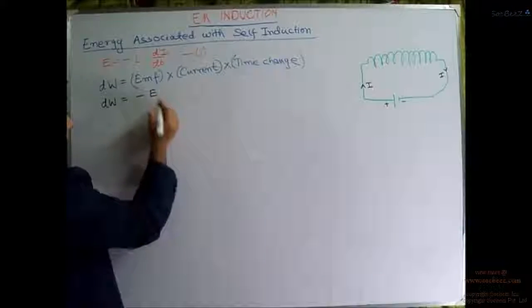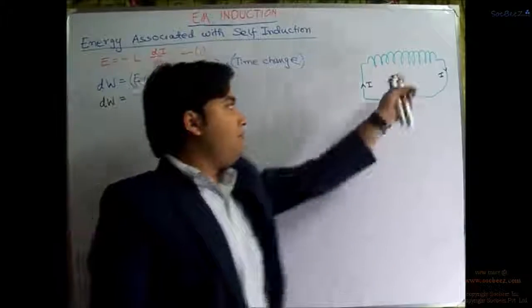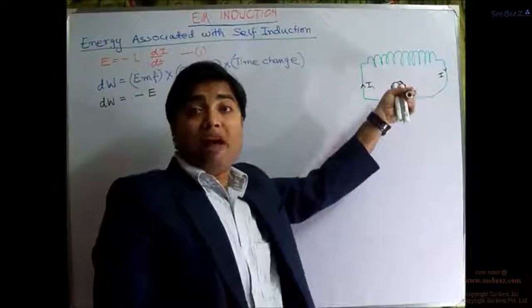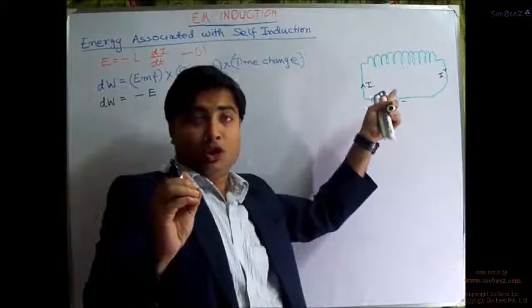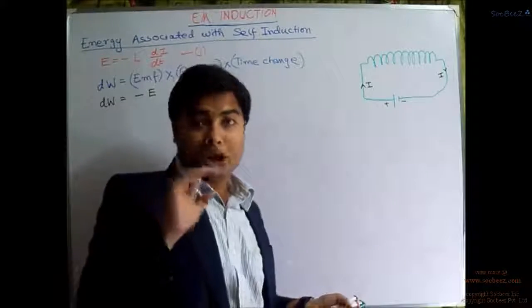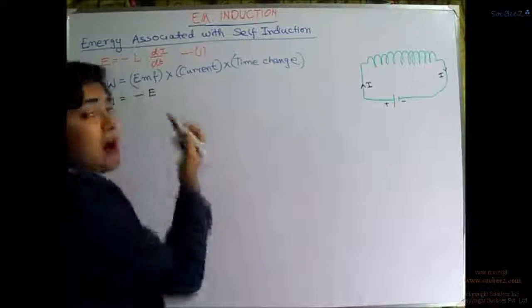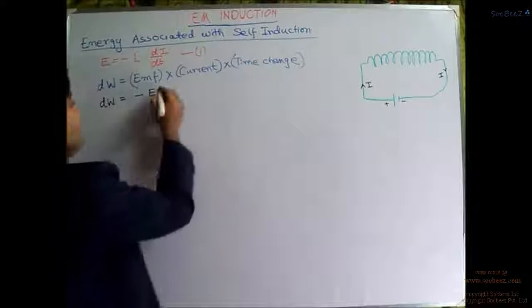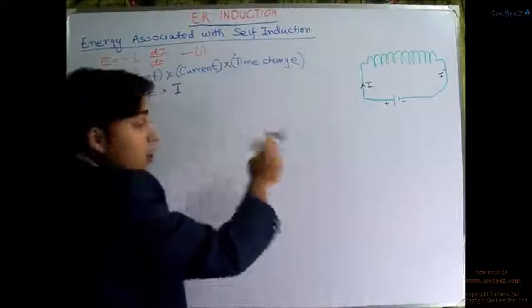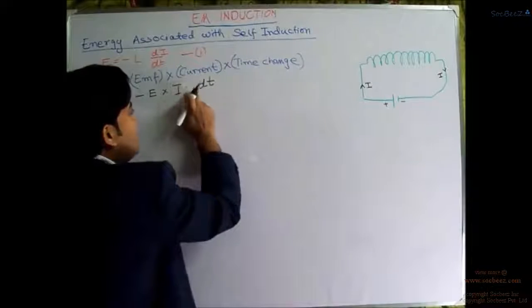So now we can write this dW as equal to minus of E. Why? Because the actual EMF was in this direction, say for example, and the EMF now induced will be in the opposite direction such that it will oppose the change which is producing it, from Lenz's law. So we have to take it minus of this E multiplied by this current I multiplied by the small change dt, right?